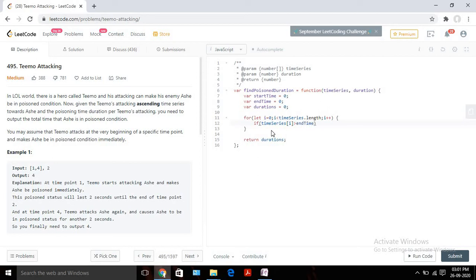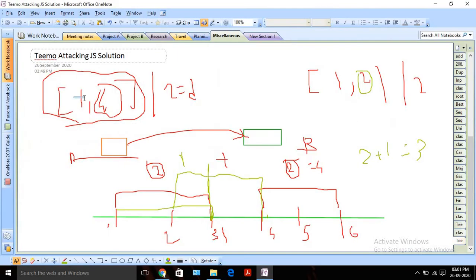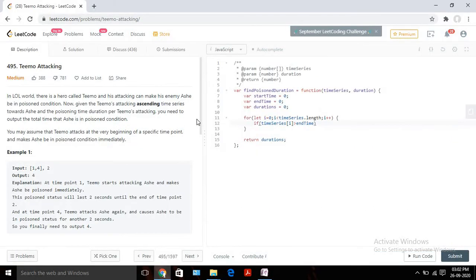So suppose it was initially 0, right? So I am at 1, so if I am at 1, then I can consider the full timestamp. For 1, I know there is no previous end time, or it is 0. So we can consider the full duration. In this scenario, we are going to update our durations with the full duration value, right?